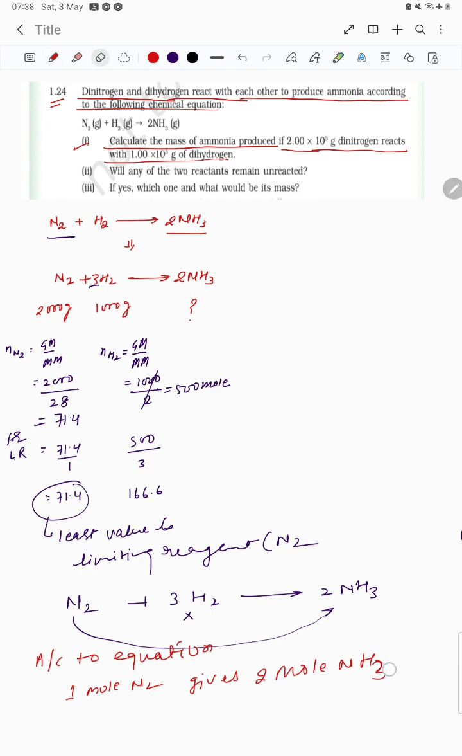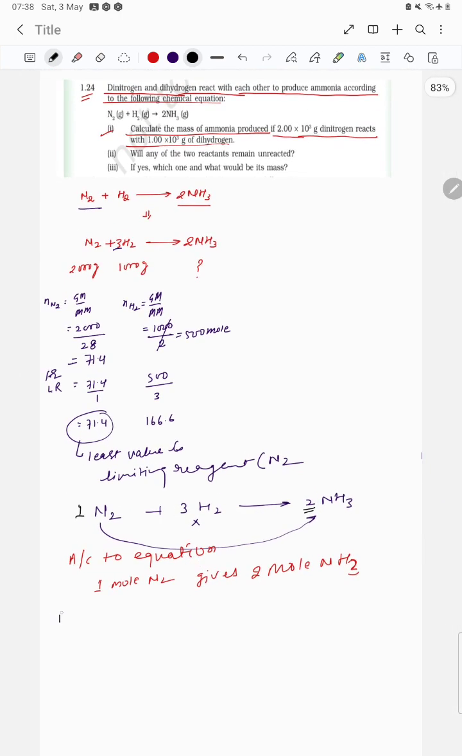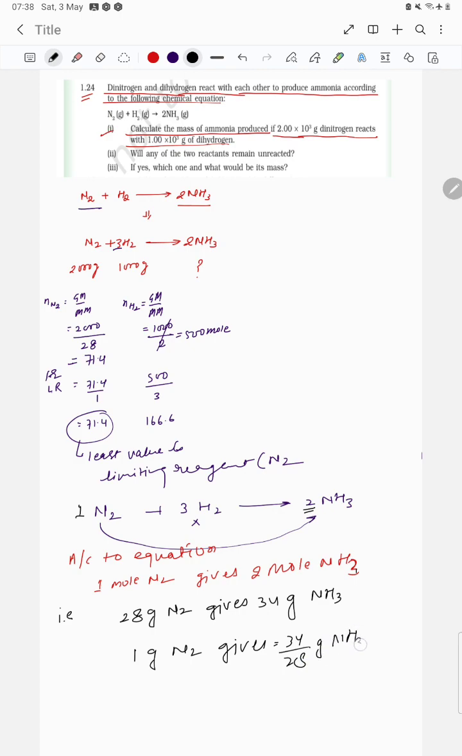So according to the equation, how can we say? Here the factor is 1 and here the factor is 2. So 1 mole N2 means 28 gram N2 gives 2 into molar mass, that is 34 gram, NH3, right? So 1 gram N2 gives 34 by 28 gram NH3, right?